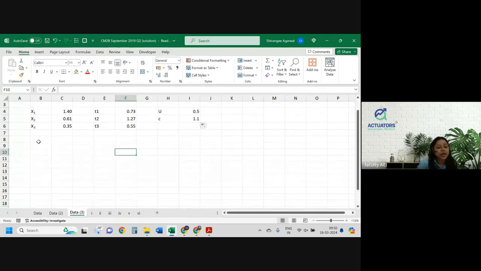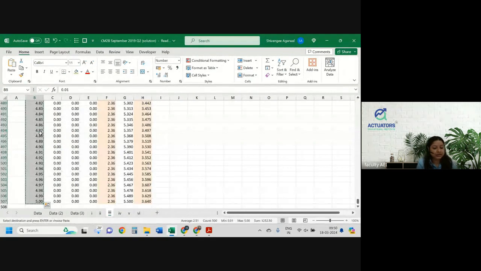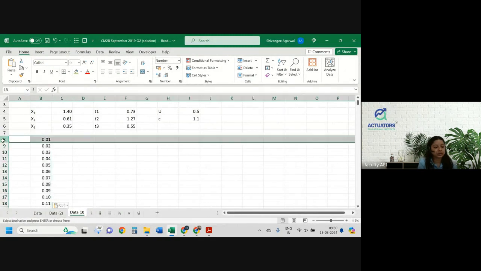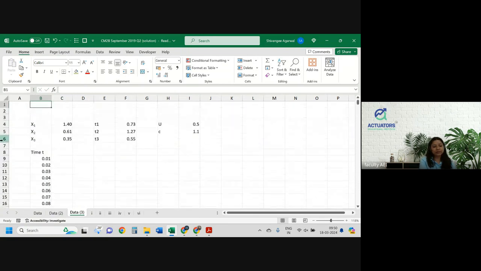That's it. So now we'll need the time. So I'll copy the time from here again. This is time T. It goes from 0.01 to 5 completely.